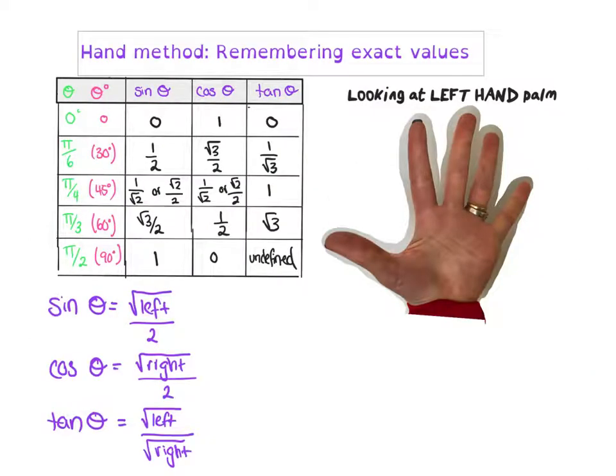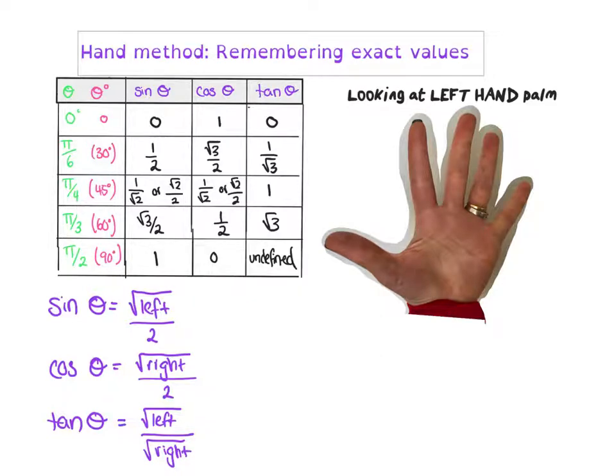Okay, this is the hand method for remembering your exact values. So we're going to use our left hand. Mainly we'd have to swap it if we're using our right, but the reason we're choosing our left hand is because most of us are right-handed, so we'd have our pencil in our right hand, so it's easier to look at our left hand.